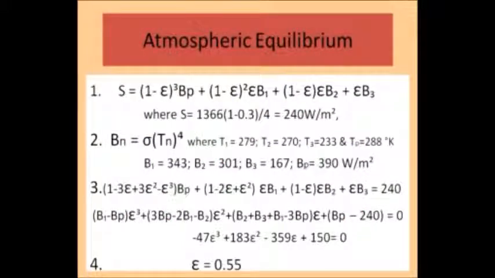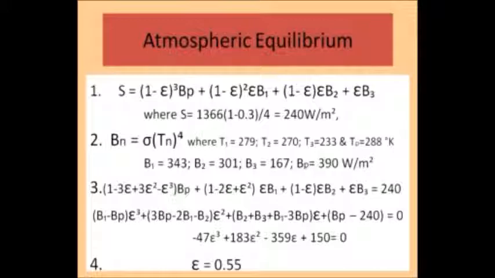Equilibrium is achieved when the energy from the Sun equals the energy radiated leaving the Earth's atmosphere. S in equation 1 is the power from the Sun and has a value of 240 watts per metre squared. In equation 2, the blackbody radiation for each layer is given by Wien's law. Bn equals sigma Tn raised to the power of 4. Substituting the appropriate temperature into the formula for each layer gives us values for B1, B2, B3 and BP.